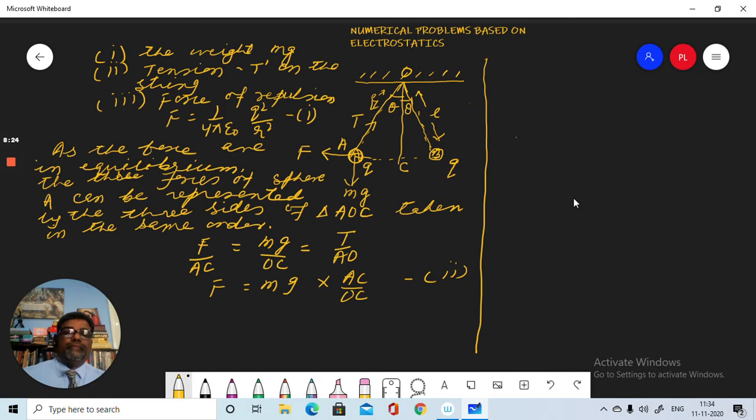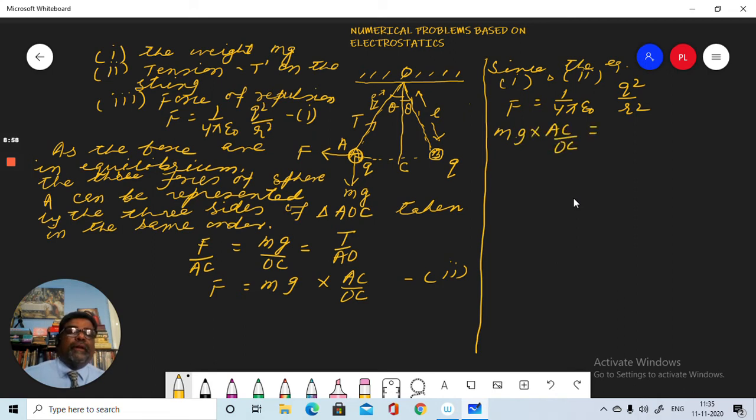Now here, since the equation one and two, your first equation is F is equal to 1 by 4 pi epsilon naught Q square by R square. Now substitute the value of F. You get mg into AC upon OC equals 1 by 4 pi epsilon naught Q square by R square.